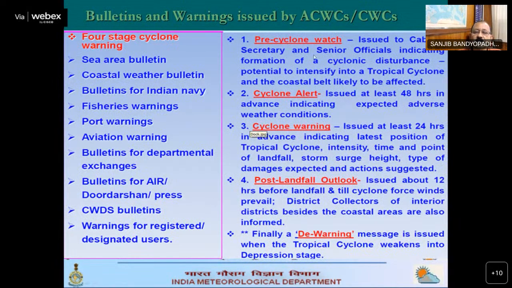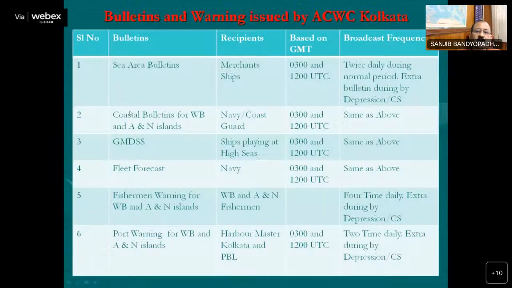So pre-cyclone watch, cyclone alert. What are the bulletins we are issuing? Mainly the sea area bulletin, coastal weather bulletin, bulletins for Indian Navy, fishermen, port, aviation, bulletins for the departmental exchange, bulletins for the IR, press, media, etc. The sea area bulletin we are mainly giving for the merchant ships, then coastal bulletins, Navy, Coast Guard. Now the GMDS bulletin is mainly for the ships at high seas, fleet forecast, fisherman warning, and port warning.